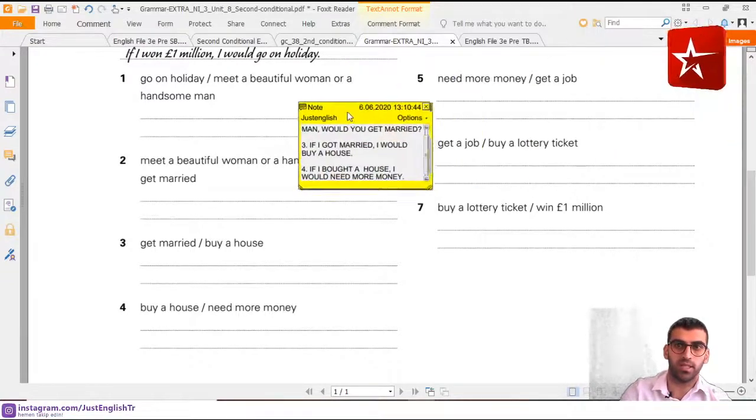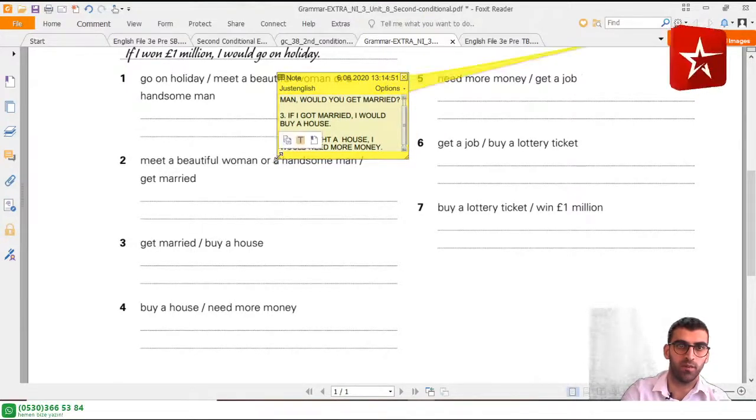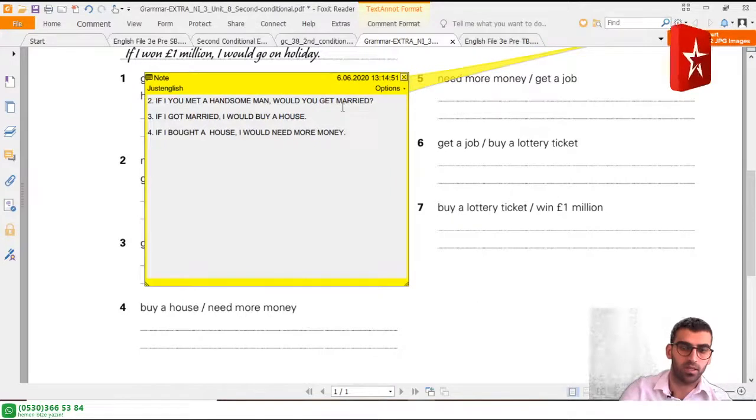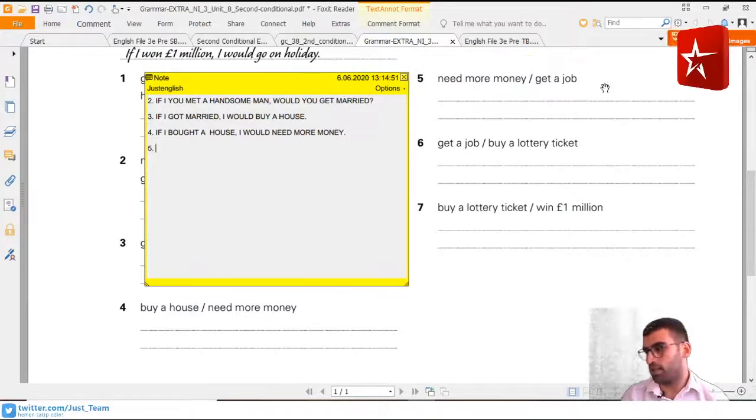And let's continue with number 5. We have to write the number 5 here. Okay, number 5. Need more money, get a job. If you want to get a job, you need more money. If I want to buy a house, I would need more money. If I needed more money, I would get a job.